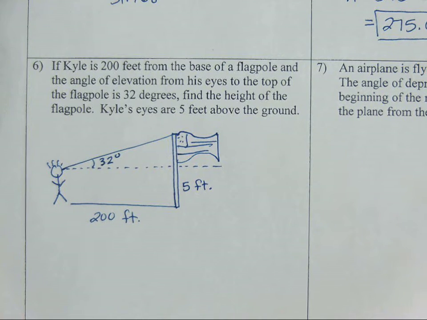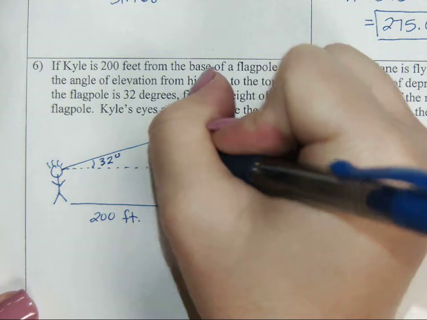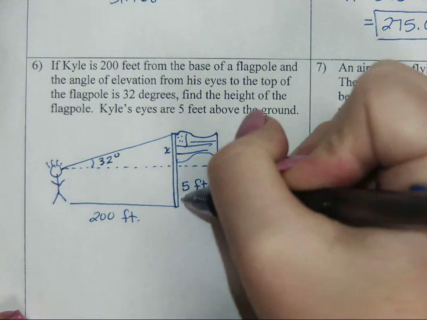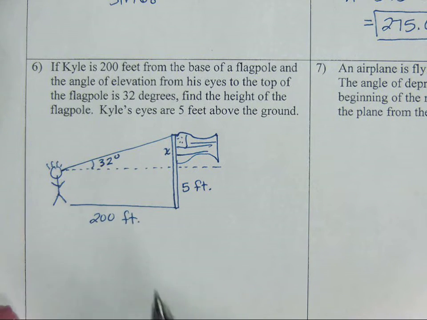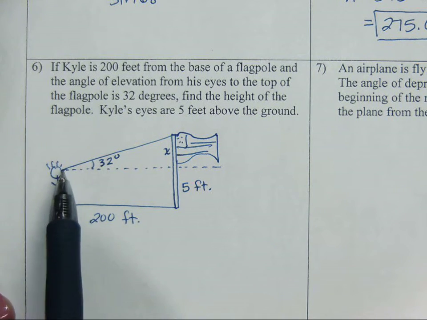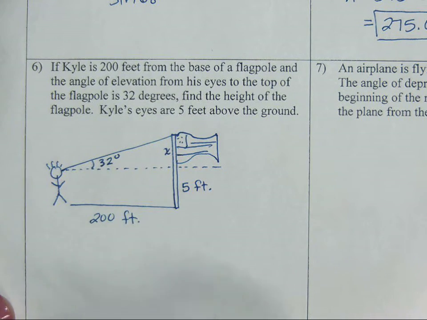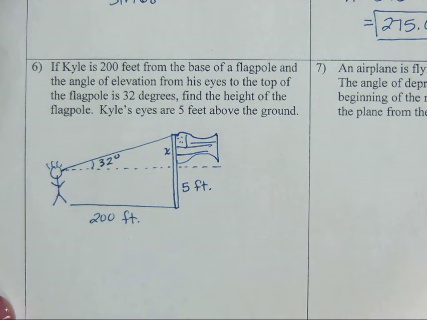So in order to be able to find the entire flagpole, I'm going to need to use some trig to find this top section of the flagpole, and then I can add that to the 5 feet that's already there. Now one thing also to notice is that even though Kyle's eye line is way up here and I labeled that Kyle is 200 feet from the base, Kyle and his eyes are the same distance from the flagpole.